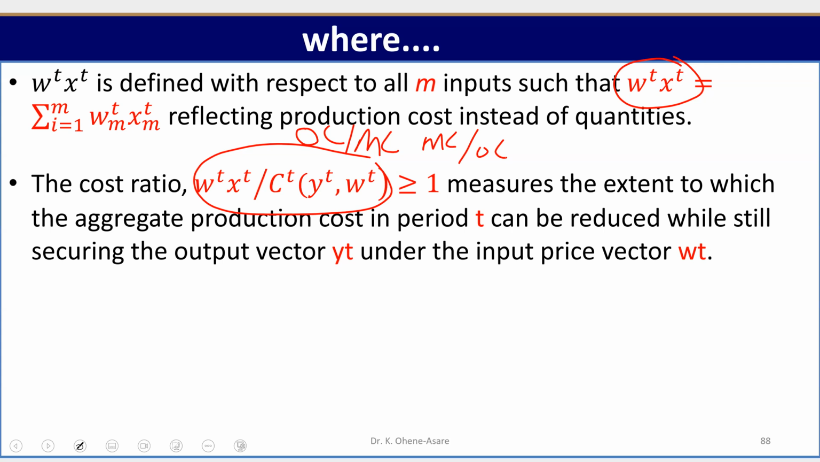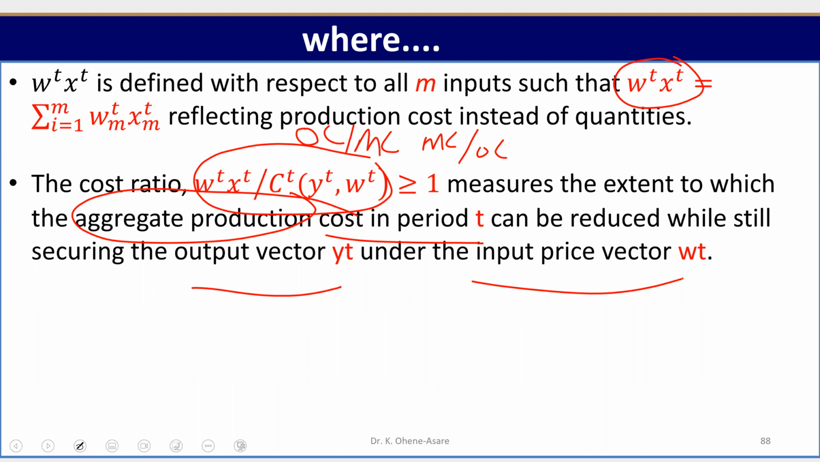So what is cost efficiency? What is a cost distance function? Because the cost distance function is greater than 1, we say that it's measuring the extent to which the total cost of production in period T can be reduced. So we are reducing the aggregate cost of production given the output and the input prices. Let's cut down the cost given the output and the input prices.